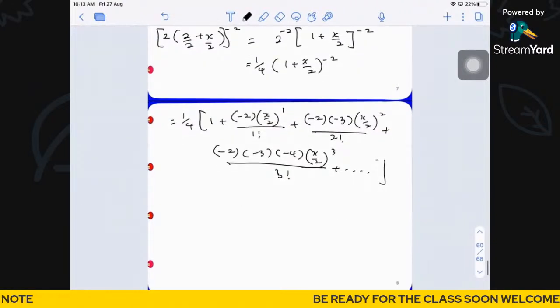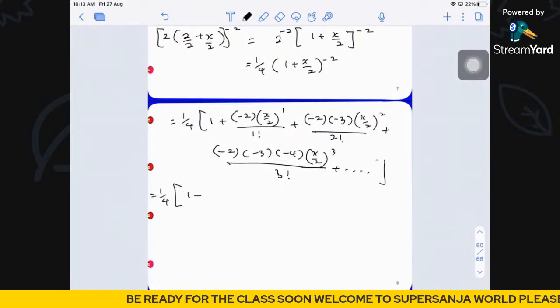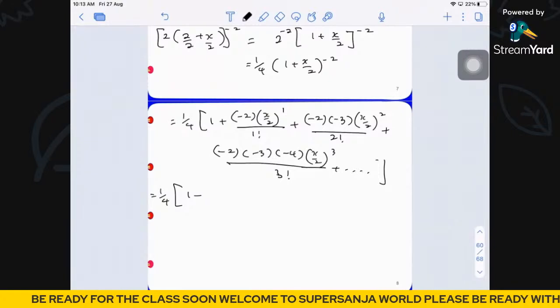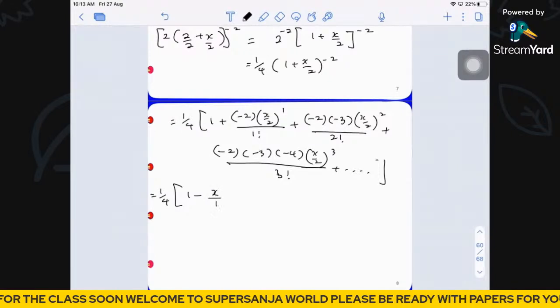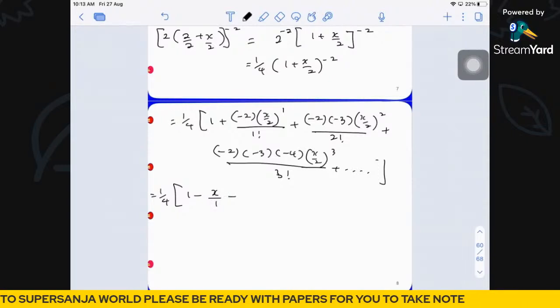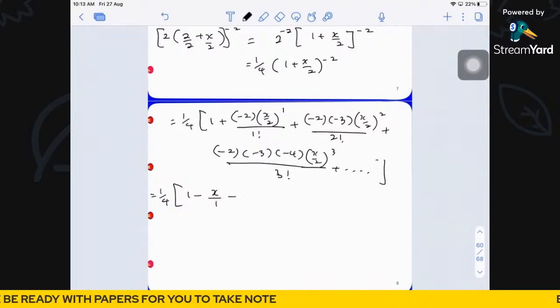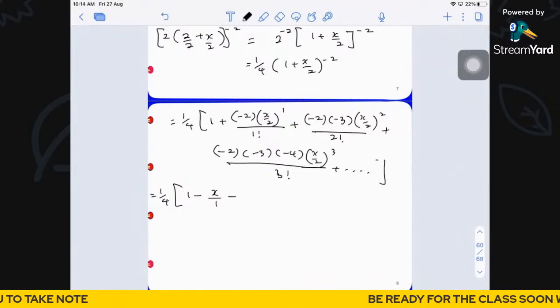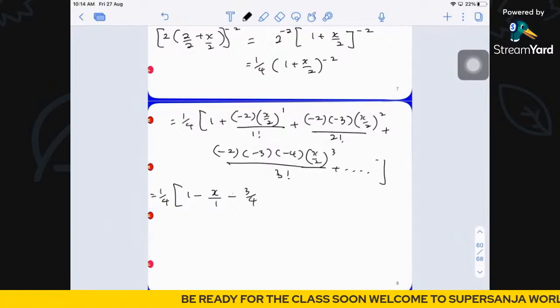Now from here I can tell you 1 over 4, then 1, negative 2 times x over 2, so negative 1 x over 1. Then here will become negative 6 times 1 over 4. Remember, 1 over 2 squared gives you 1 over 4 there. Divide by 2 some more, so I get negative 3 over 4. Sorry, positive 3 over 4 x squared.